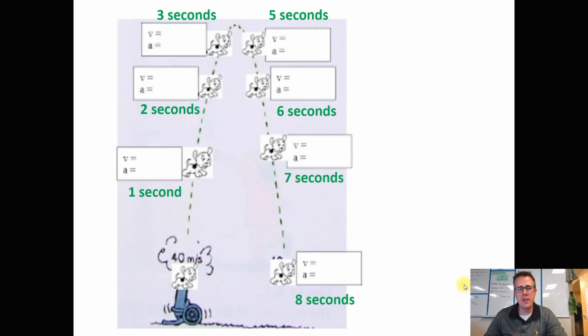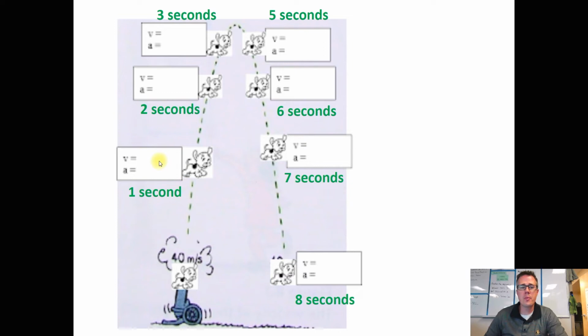Let's think about an example of this. Suppose I put a puppy into a cannon and I fire the cannon straight up into the air. Don't worry, the puppy is built for this. It's a cannon puppy. All that we're being told is that the puppy is leaving the cannon at 40 meters per second. Just with that information alone, we can figure out how fast this puppy is going all the way along the way. Here's how.